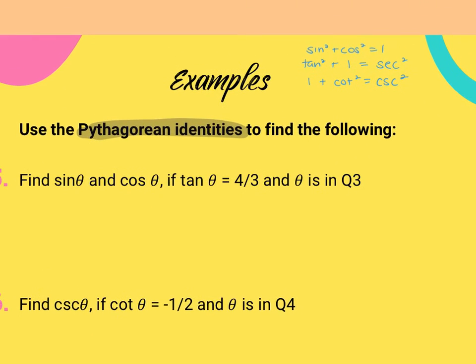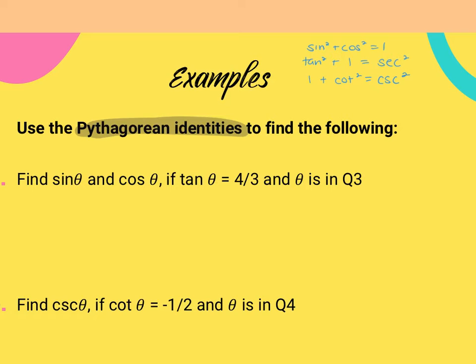All right, so having said that, this says find sine and cosine if tangent of theta is 4/3 and theta is in quadrant 3, use the Pythagorean identities. So I want to go to my Pythagorean identities and find the one that has tangent. So what does that one say? Tangent squared plus 1 equals secant squared. So tangent squared, and really it would be tangent squared theta. I get lazy and don't write the theta every time.